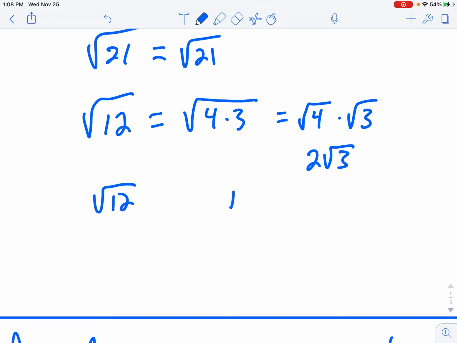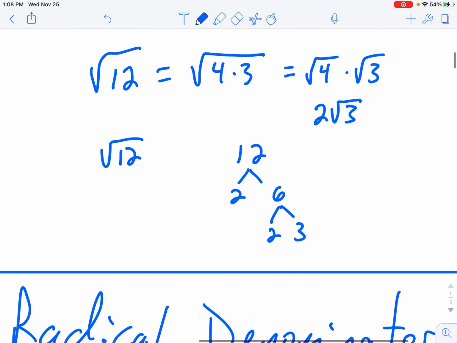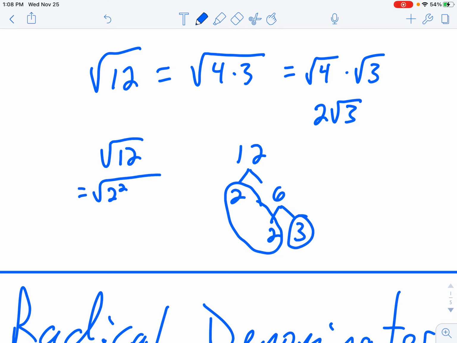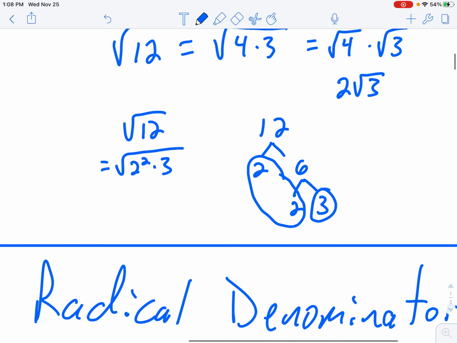For this method, you make a factor tree. So 12 is 2 times 6. Not square root, sorry, 12 is 2 times 6. 6 is 2 times 3. So we break down 12 into 2 times 2 times 3. Now 2 times 2, that's a pair of 2's. That can be written as 2 squared. 3, on the other hand, just remains a 3.